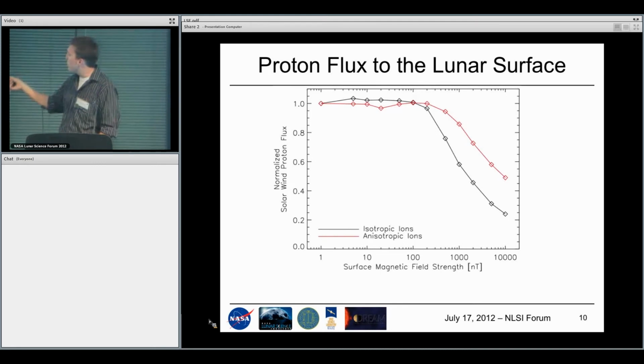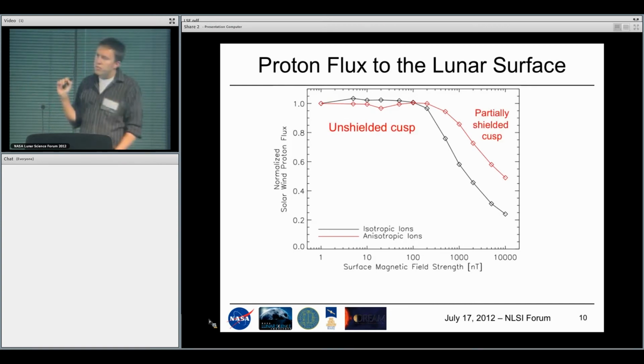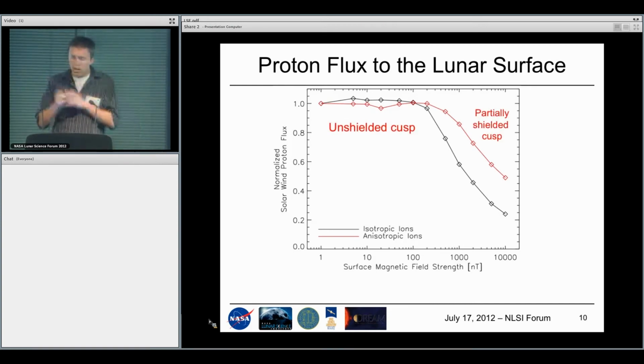And what that's really pointing to is in these cusp regions, even though you're building up these electrostatic potentials, they're not strong enough to stop the solar wind in these very narrow cusp regions. We can sort of divide these very roughly. We get an unshielded cusp region and a partially shielded cusp region where you begin to see some drop-off in this proton flux to the lunar surface.